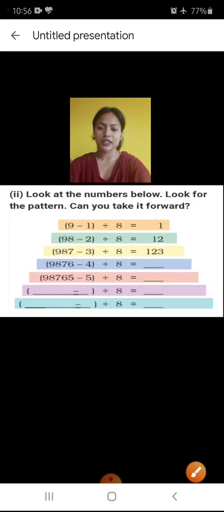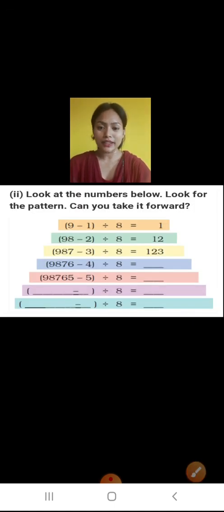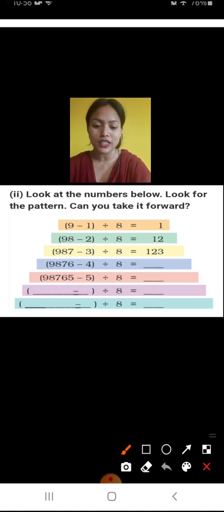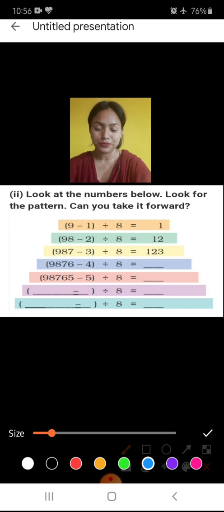Now let's take the next pattern. Look at the numbers below. Look for the pattern. Can you take it forward? Just look at these patterns very carefully and see if you can find any pattern here. Can you make other patterns out of these? Now let's do this one also.